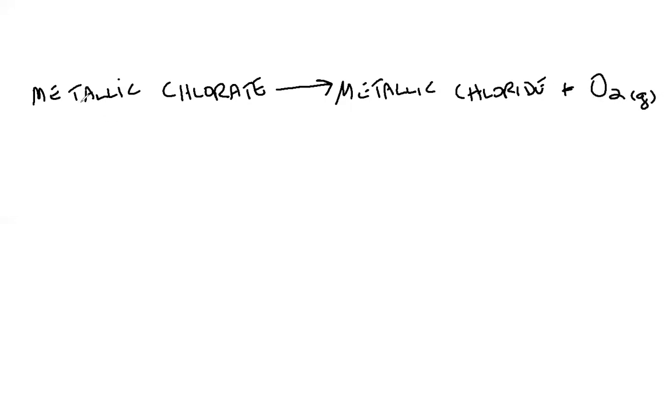An example of a metallic chlorate would be potassium chlorate. So okay, potassium is +1. Chlorate is ClO3 that has a -1. So +1, -1, they cancel out. Metallic chloride, so our metal is potassium, and potassium chloride is KCl. Potassium +1, chloride -1. And then our other product is oxygen gas.